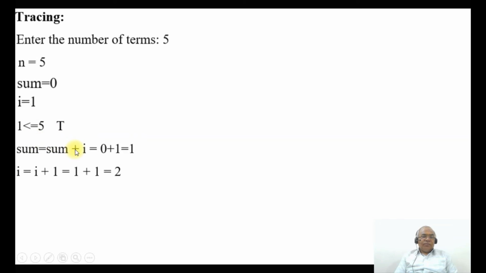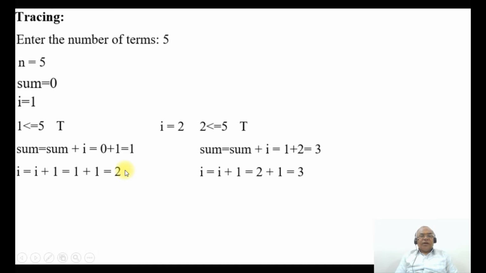So sum is equal to sum plus I, that is 0 plus 1 is equal to 1. So when the value of I is equal to 1, I plus 1, that is 1 plus 1 is equal to 2. Then it checks the value: I is equal to 2, is 2 less than or equal to 5?